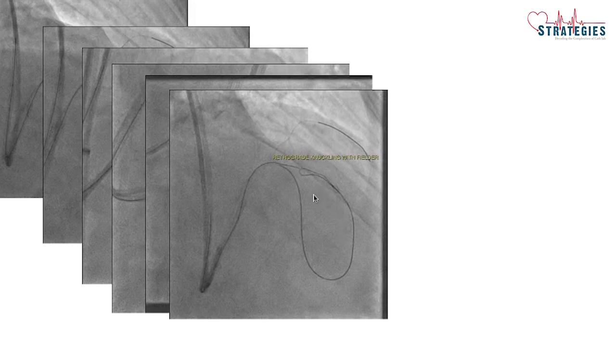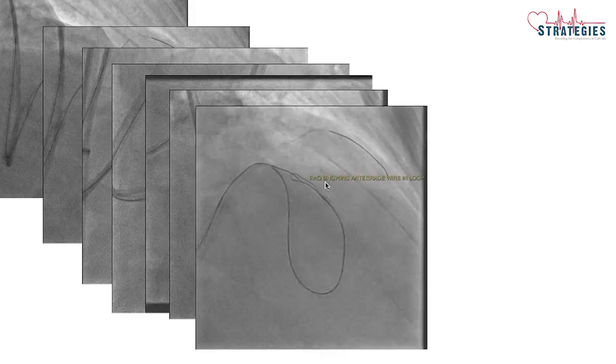So, retrograde wire knuckling. Retrospectively, I felt this is not an ideal strategy. Retrograde knuckling is the last resort in any CTO case. It shouldn't be attempted in the early stages of wiring. But I did in this case. So I knuckled a Fielder XT-R wire in retrograde, and then I directed my antegrade Conquest Pro into the knuckle.